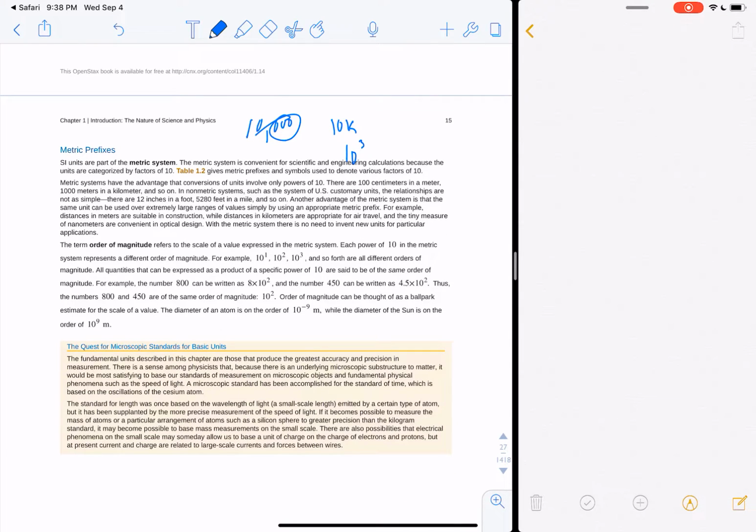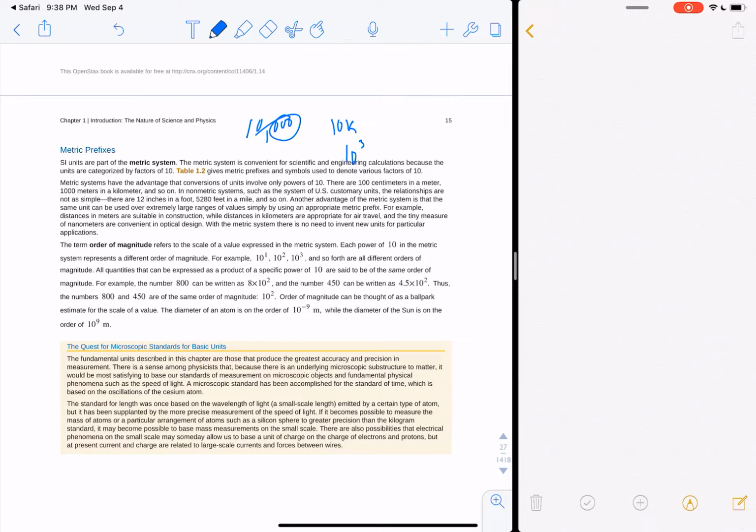So these are the orders of magnitude: 10 to the 1, 10 to the 2. So 10 to the 1 is just 10 to the first power. That's 10 times 1, so it's 10. 10 to the 2 is 10 times 10, so that's 100. 10 to the 3 is 10 times 10 times 10, so that's 1,000, and so on.